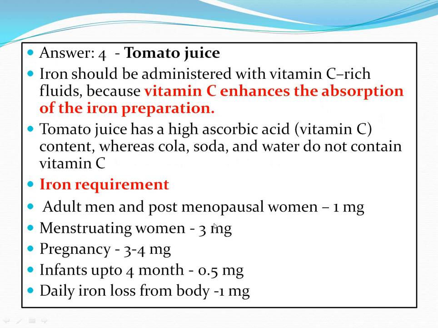Why did we select tomato juice? Because it contains ascorbic acid. It's vitamin C. Vitamin C enhances the absorption of iron preparation. Okay, a few points about iron requirement in our body. Adult men and postmenopausal women require 1 mg iron. Menstruating women 3 mg. Pregnancy 3 to 4 mg. Infants up to 4 months 0.5 mg. Daily iron loss from our body 1 mg.